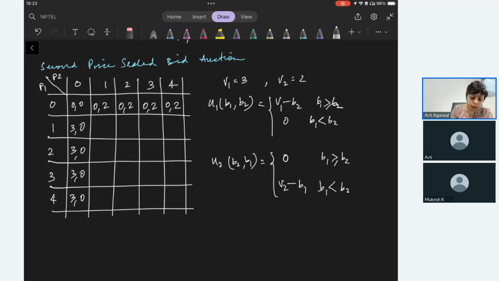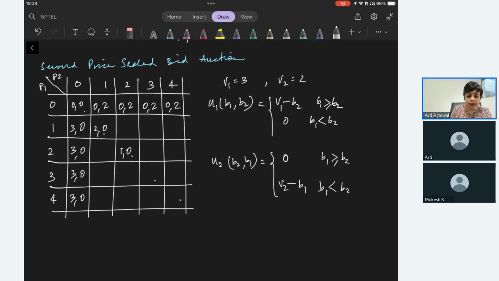Okay. 1 and 1, again, there is a tie. So in the situation where there is a tie, these dotted boxes are the situations where there is a tie, where they both bid the same amount. And as per the rules of the game, if they both bid the same amount, P1 is going to win, right? And if P1 wins, he's going to pay the bid amount. So if 1 is the bid amount, then P1 is winning. His payoff is 2. This is 2, 0. If the bid amount is 2, his payoff is 1. This is 1, 0. And even if he's bidding 3, payoff is 3 minus 3 equal to 0. And the other guy is anyways not winning.